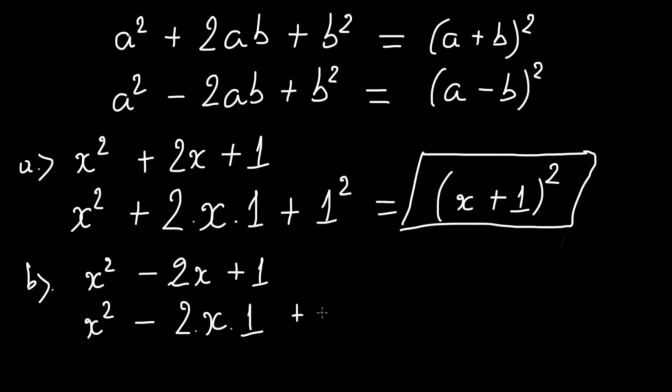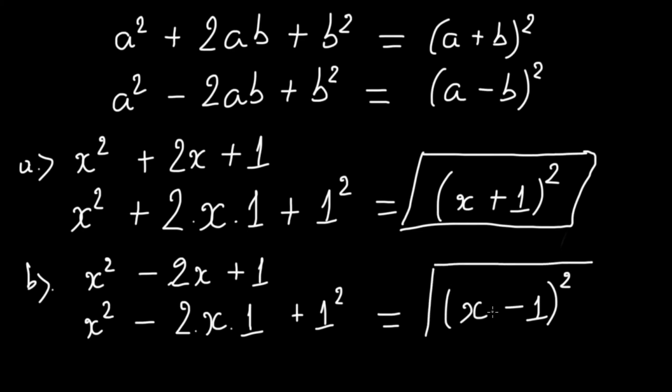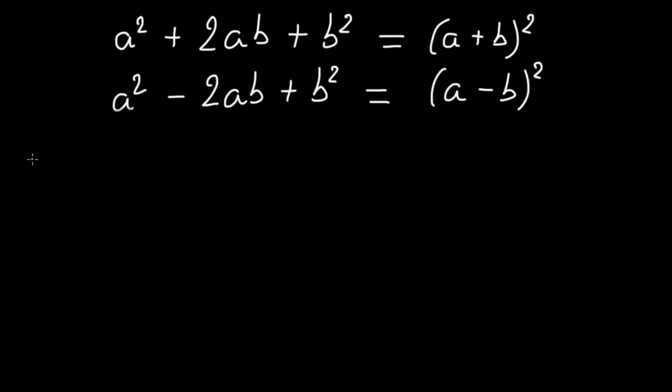Plus 1 squared. 1 squared equals 1 right here, we just rewrite it like this. And it is equal to x minus 1 squared, because we use the second formula above. And this is the final answer for the second question. Let's work on another problem here.